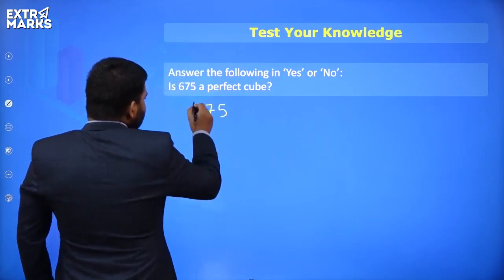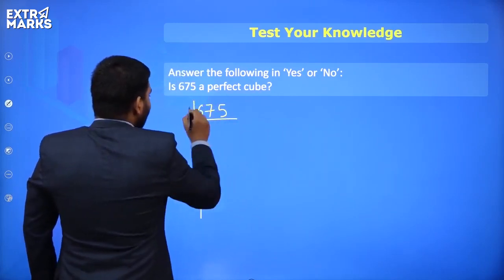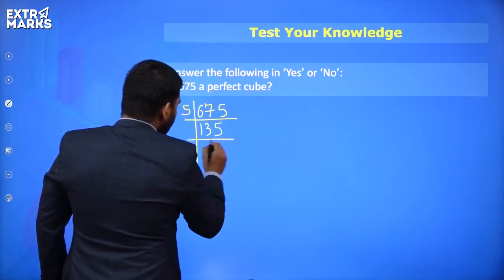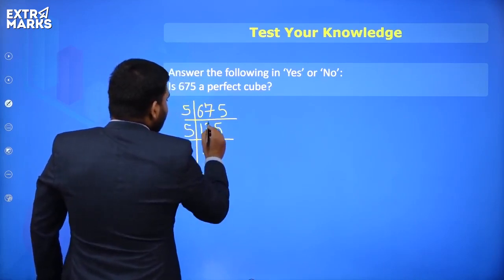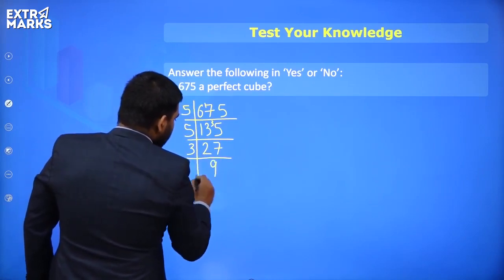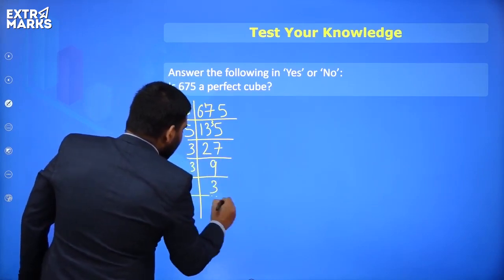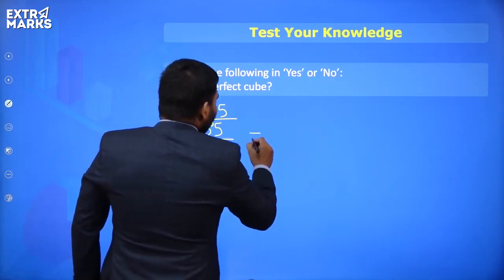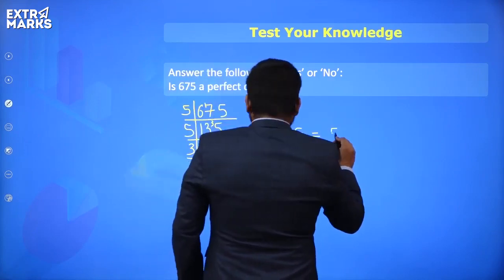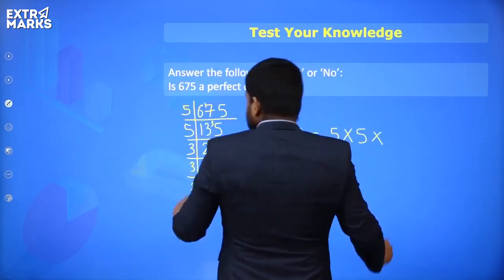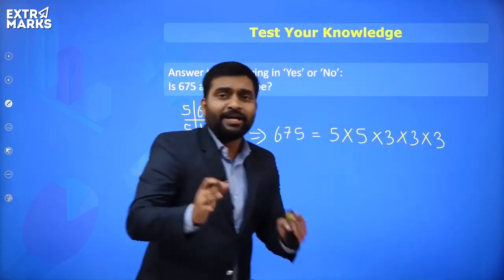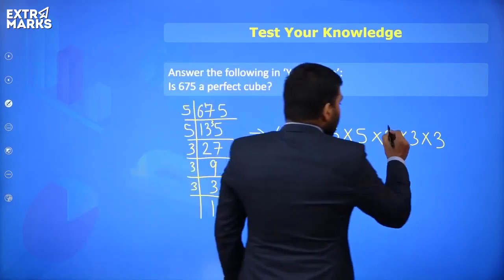675. So this number, it's divisible by 5. 5 1s are, 5 3s are 15, 5 4s are 25. 5 2s are 10, 5 7s are 35. Correct? Now everyone, 3 9s are 27, 3 3s are, 3 1s are. So everyone, can we all say that 675 is equal to how much? 5 times 5 times 3 times 3 times 3. Okay. Now, if we do the pairing of 3 numbers, so this number is paired.